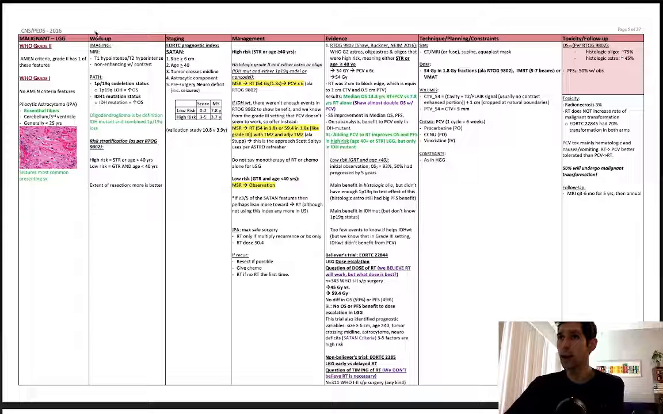Right now, looking at malignant low-grade gliomas, WHO grade 2, classically of the AMN criteria, grade 2 had one of those features. For WHO grade 1, it had no AMN criteria features.